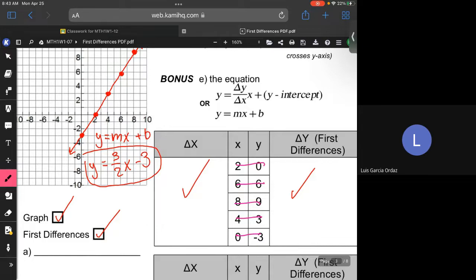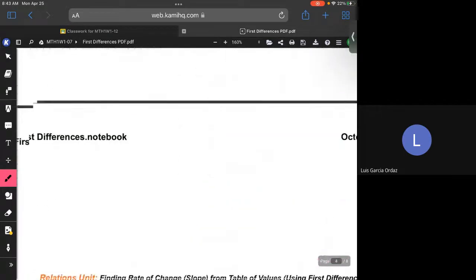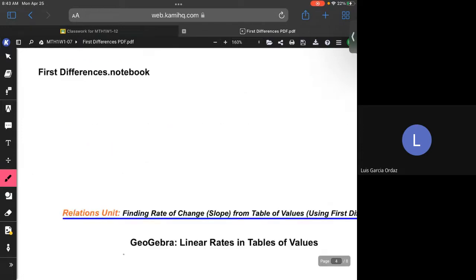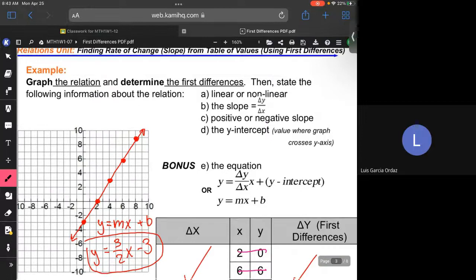So let's move on. Hey, what about the ABCD? Oh, what do you mean? There says graph and then first difference and then ABCD. Oh, I think that was the answer to each of these. Yep. Whoops. Let's try that.